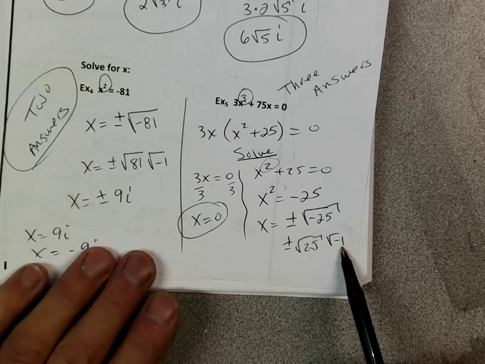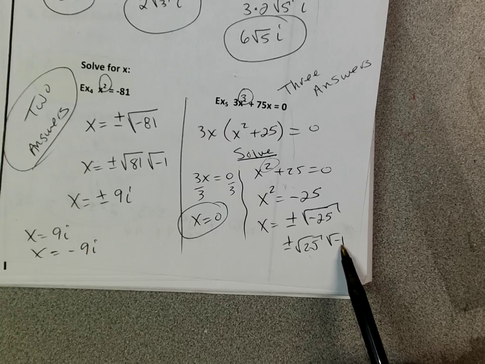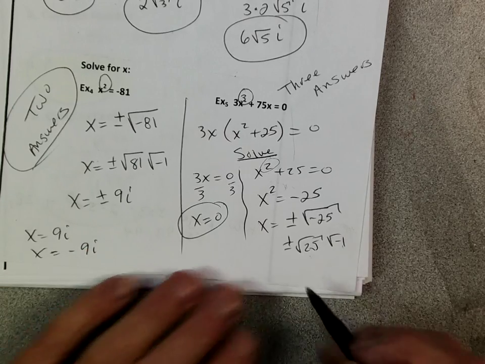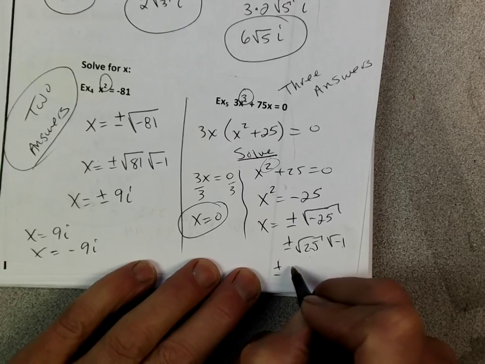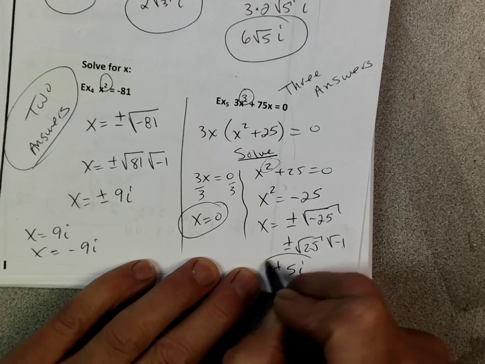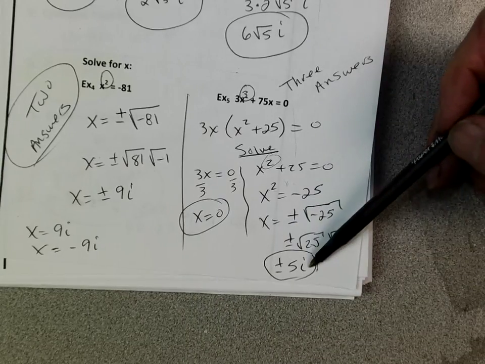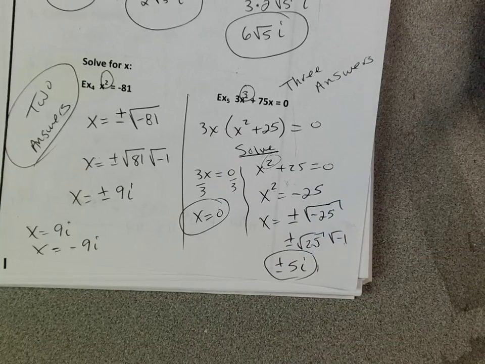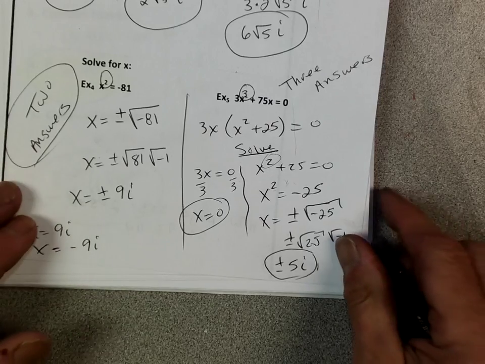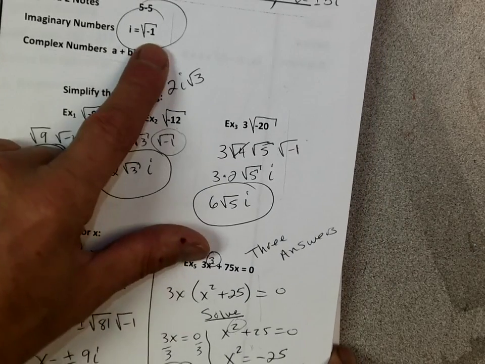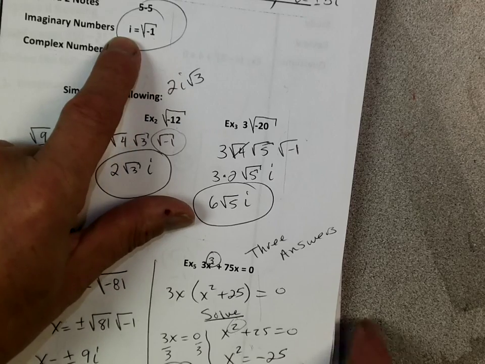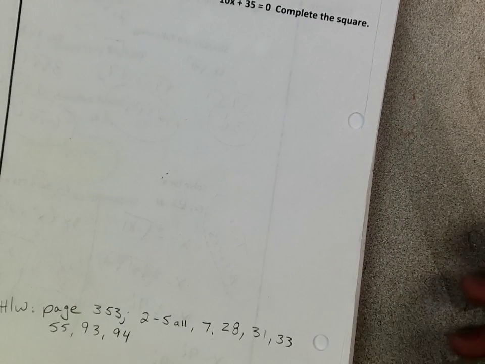And the square root of negative 1, whenever you see that, write i. So my other two answers are plus or minus 5i. There are three answers: 0, positive 5i, and negative 5i. Those are my three answers. Okay, not too bad. So, before we turn it, whenever you see square root of negative 1, write i. Okay, turn the page.